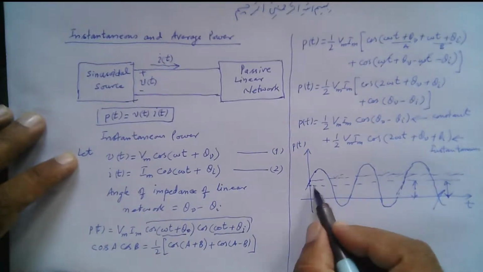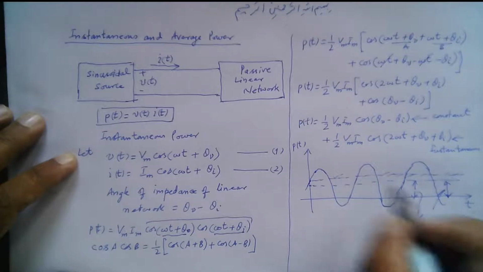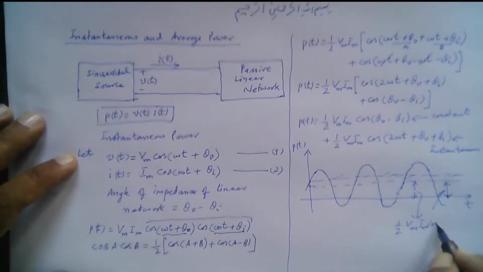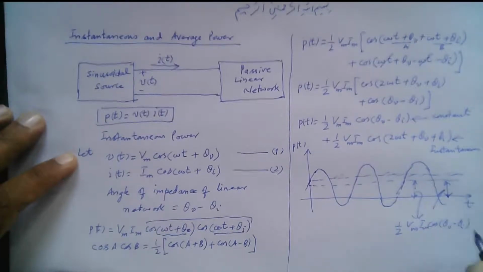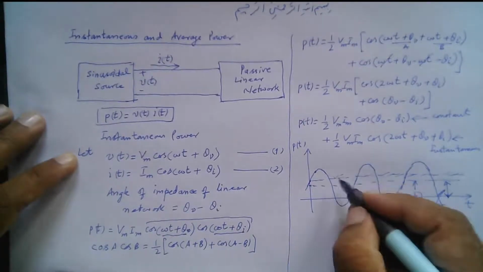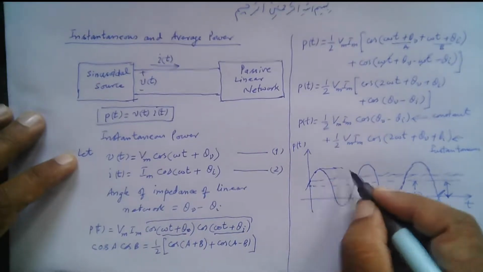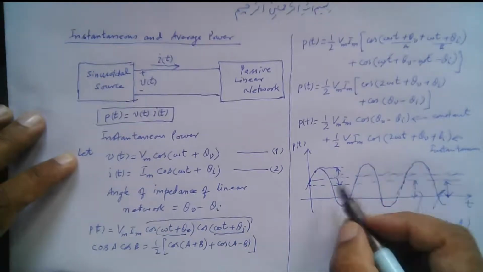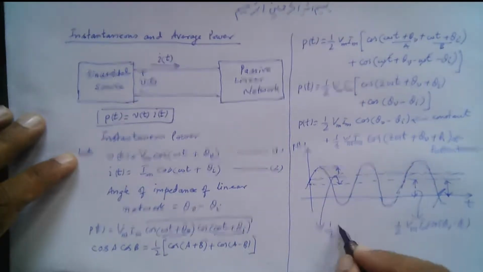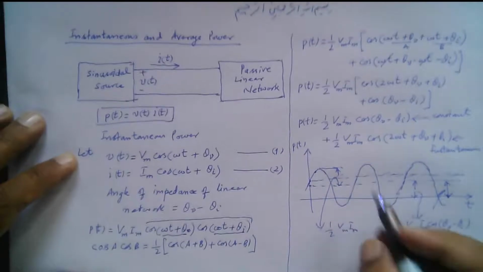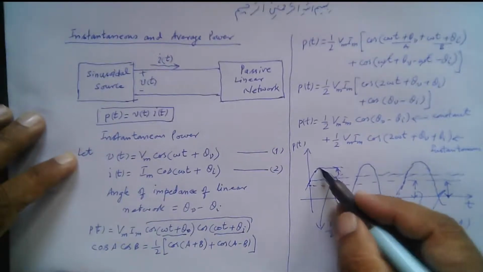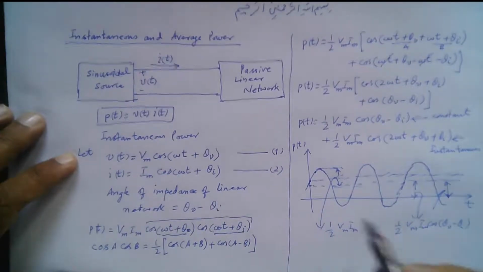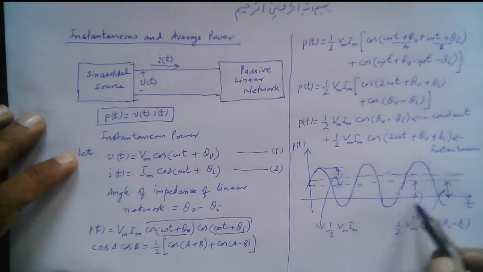the height of this line here is given by this constant term, 1 by 2 Vm Im cos theta v minus theta I, and the peak value from here till here is given by this constant term, right? This is 1 by 2 Vm Im. This gives the height of the peak with respect to this line. So this is the plot of the instantaneous power. This is the instantaneous power that we have, right?